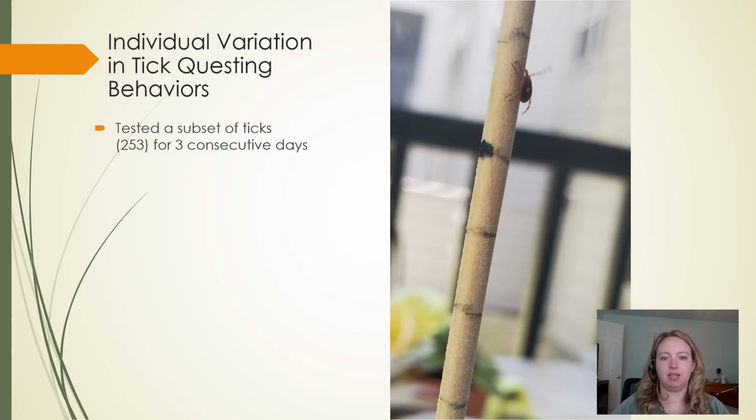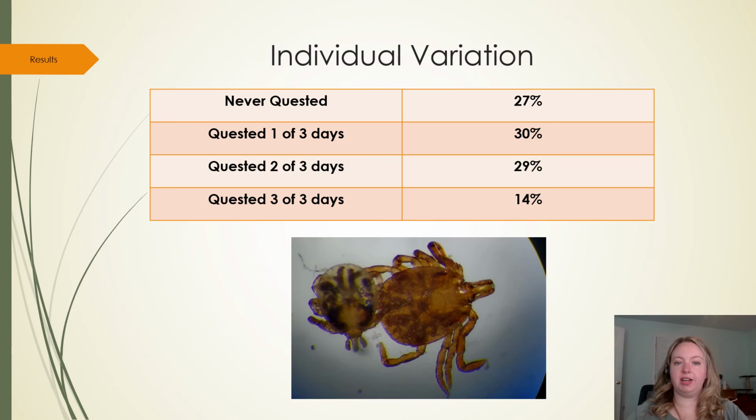All ticks went through the same questing assays, but a subset of them, 253 of them, were tested for 3 days in a row to test for repeatability in the questing behavior of the ticks. Our findings show that there's actually quite a bit of variation with each individual tick. As you can see from this table, 27% of the ticks used in this experiment did not quest at all, 30% quested for 1 of the 3 days, 29% quested for 2 of the 3 days, and 14% quested for all 3 of the testing days.